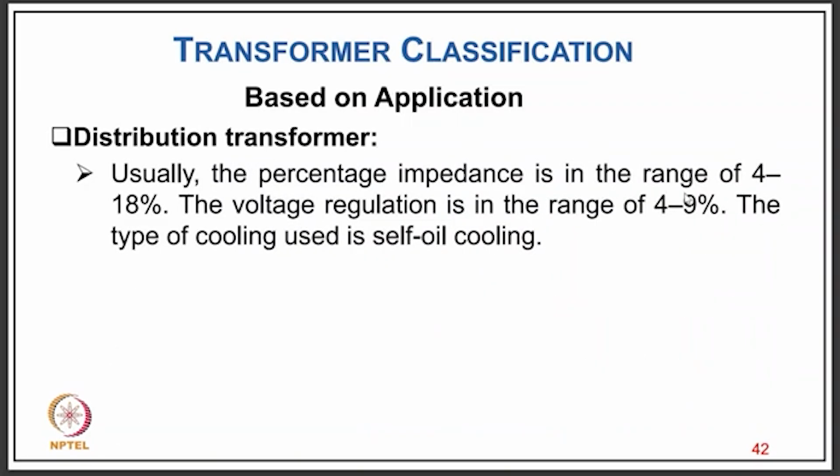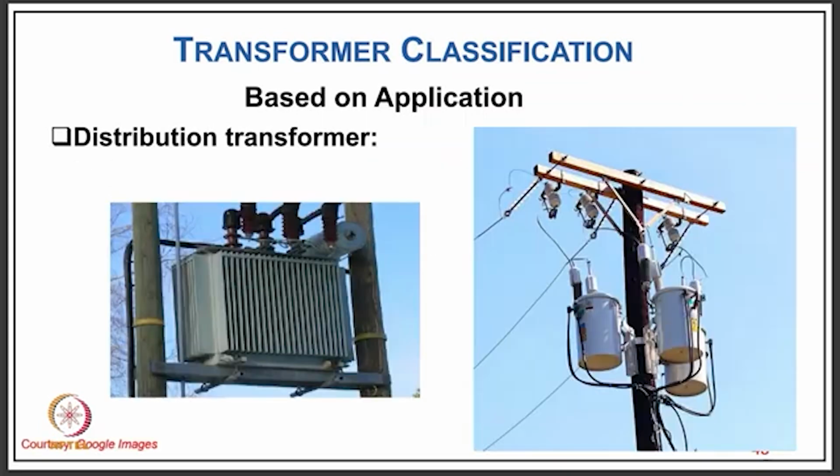Another feature of the distribution transformer: usually the percentage impedance is in the range of 4 to around 18%. The voltage regulation is in the range of 4 to 9%, and the typical type of cooling is self-oil cooling. You might have seen the distribution transformer in the vicinity, how it is mounted on poles, as 3-phase transformers and single-phase transformers. Depending on the part of the country, these transformers are made differently. In North America, you will see single-phase distribution transformers. Here in India we normally have a 3-phase distribution transformer on the pole.